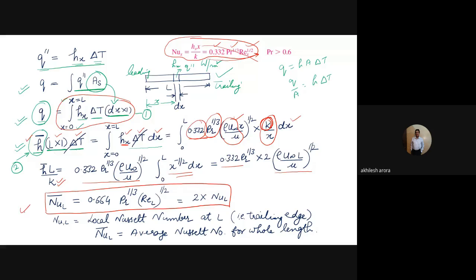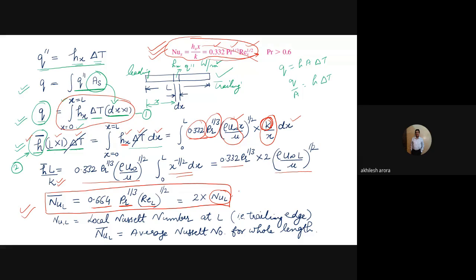And finally, I get the average Nusselt number for the whole length, which is equal to 0.664 Prandtl number raised to power 1 by 3, Reynolds number raised to power 1 by 2. And if you see the equation given here at the top, you can see this is actually the Nusselt number at the trailing edge.